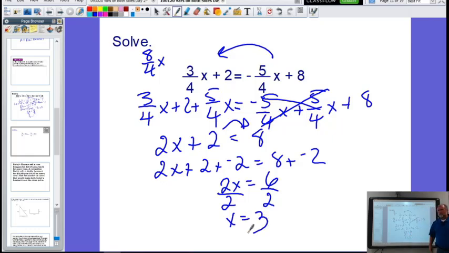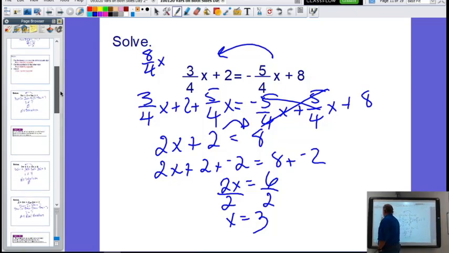And you could plug it back in and check it. And the way you would check that with the fraction is we would do 3 times 3 and then divide by 4 plus 2. This one we'd do negative 5 times 3, divide by 4 plus 8. That's all we have to do to check those. Okay, so those are just some straight up problems. We found that there are some strange things that go on in those problems.